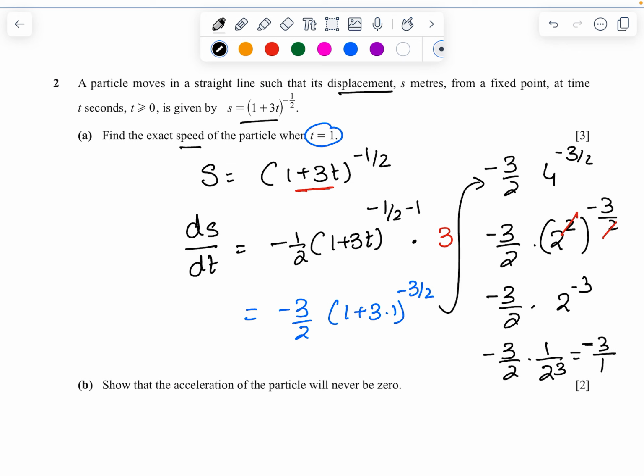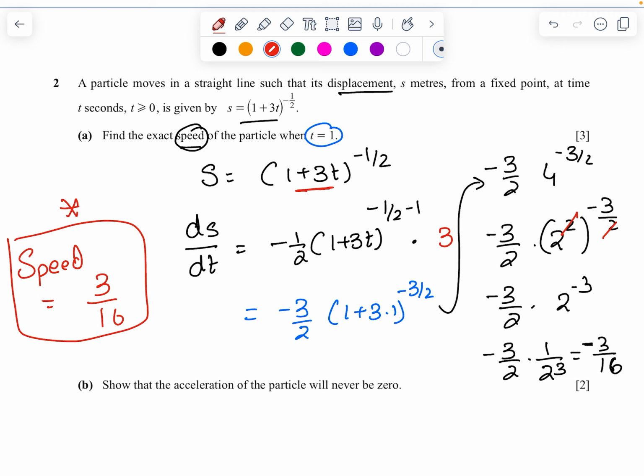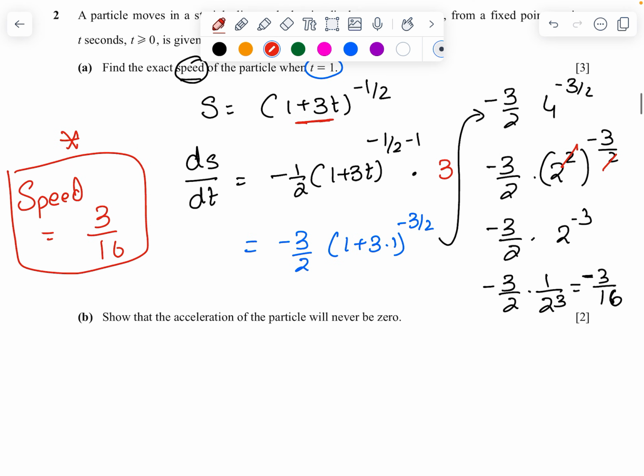Negative 3 upon 16. But remember, it is asking for the speed. So therefore, speed equals positive 3 upon 16. Remember that it is going to be the positive answer because speed is a scalar quantity. It cannot be positive and negative. So therefore, speed equals 3 upon 16.